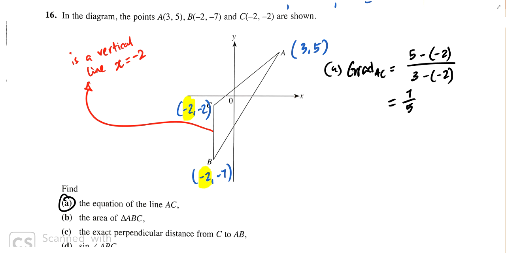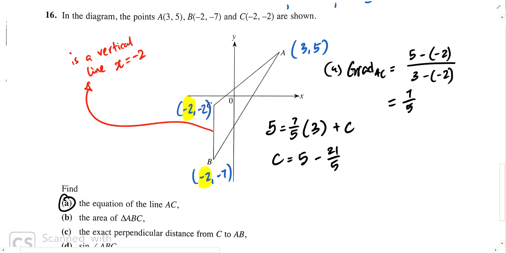We do the substitution for any point, A or C. So let us use point A. y equals gradient times the x value plus c. So the y-intercept is given to be 5 minus 21 over 5, to give us 4 over 5. So the equation of AC is y equals 7 over 5 x plus 4 over 5.